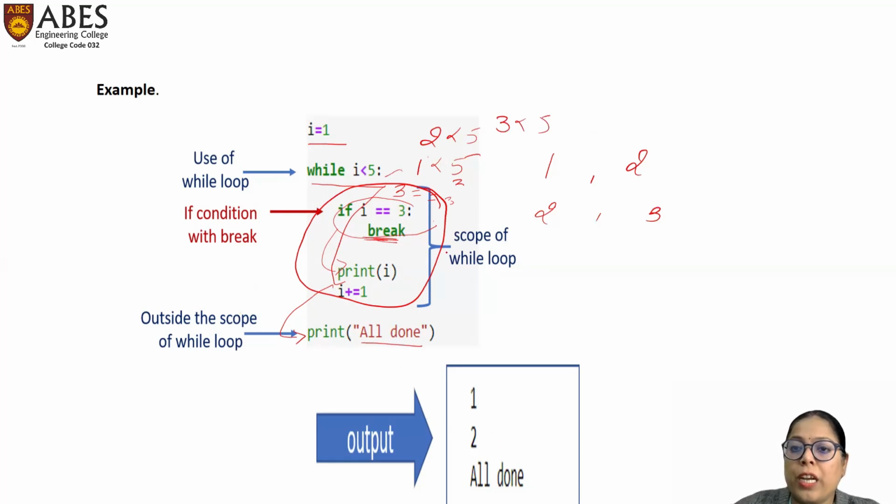So you can see that once we encounter break, it immediately stops there and comes out of the scope of the while loop and follows the statements just after the while loop or outside the scope of while loop. This is how your break statement works.